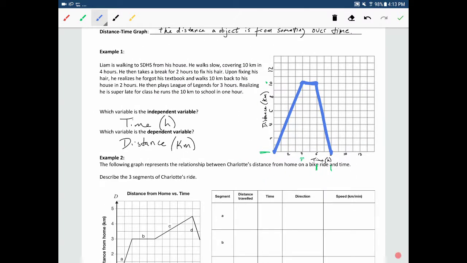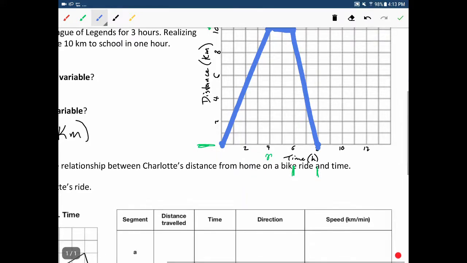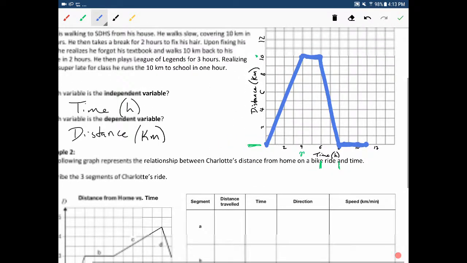So now he's at home, and he's going to play League of Legends for 3 hours. So 3 hours is going to pass, so it's going to take us to 11 hours, and his distance again hasn't changed. I didn't even try to do it straight that time. Close enough.